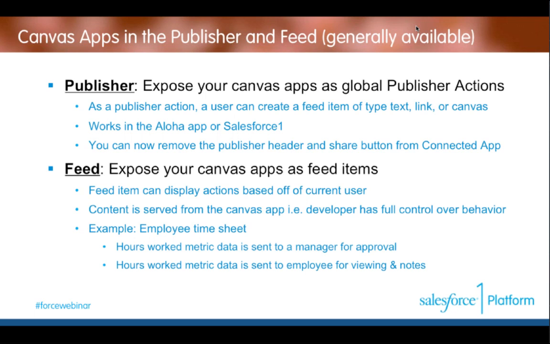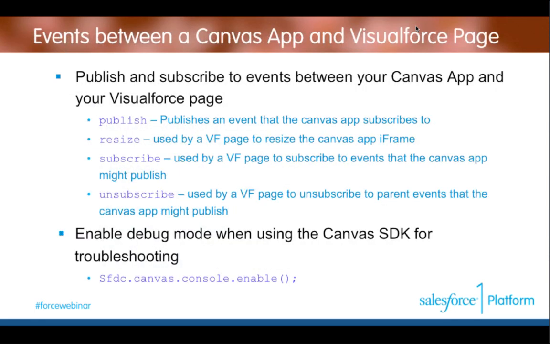And the difference between these two is all about context. A global publisher action is limited in context to the user who is creating the action. When it's a feed, the feed is generally associated with a user or a record or a group or something like that, which provides additional context to the Canvas app as an action. So that's our publisher and feed Canvas availability.